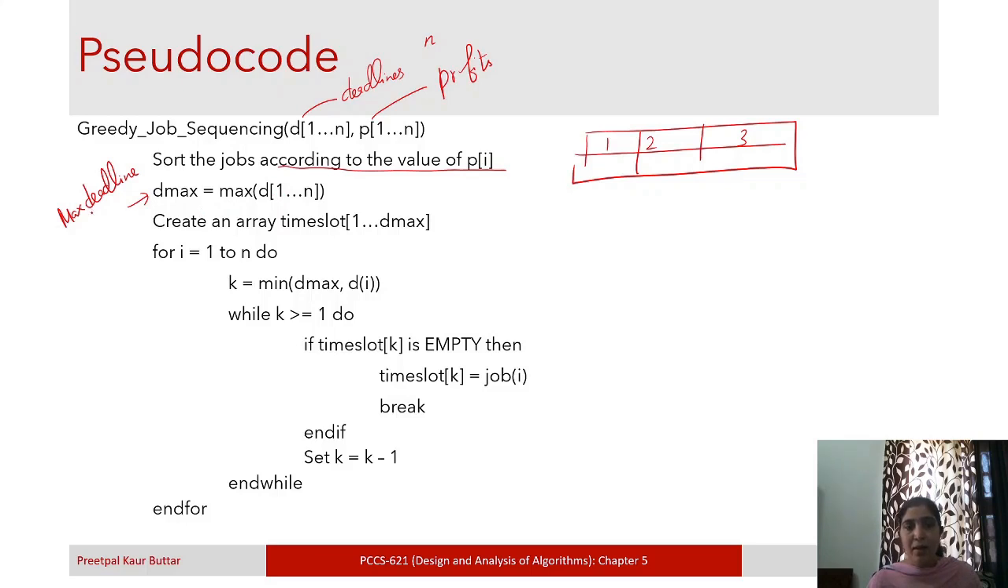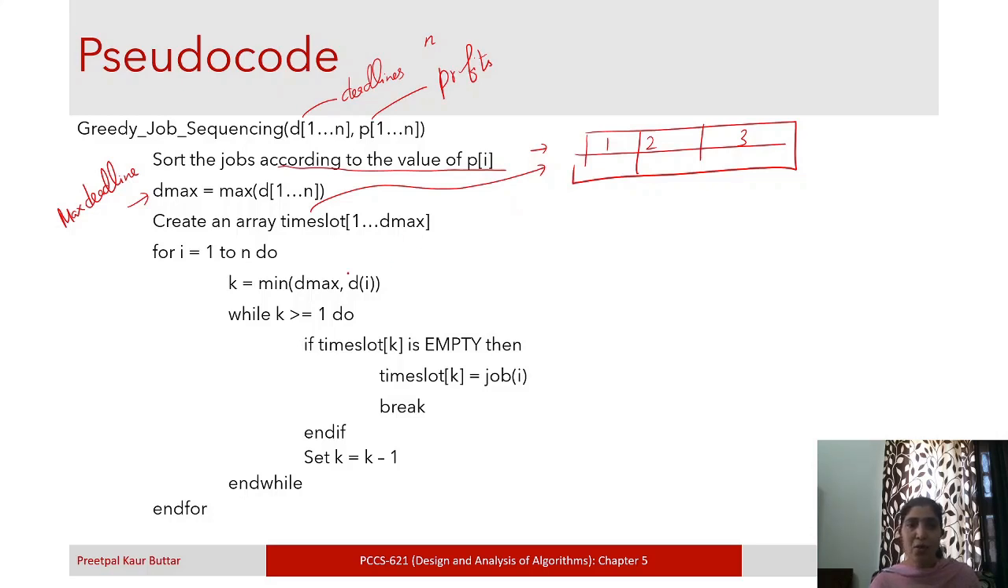Now that we have the maximum deadline, we will create this kind of array. This array is called time slot, and it will contain the values starting from 1 to D max, right? So it will contain D max number of time slots. In the previous example D max was 3, so it had 3 time slots. So now we have the time slots. Now it is time to fill these time slots with the jobs.